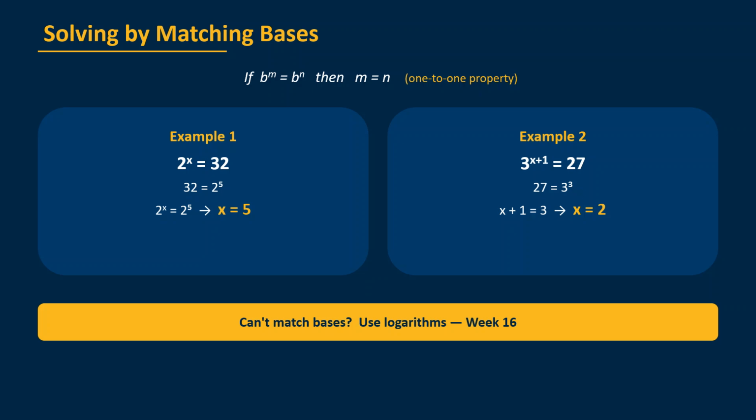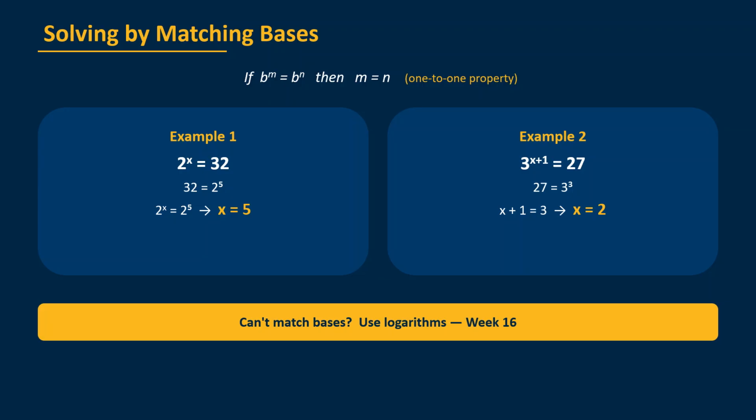A natural question arises. What if the equation cannot be readily reduced to a common base? Consider, for instance, 2 to the x equals 5. Since 5 is not an integer power of 2, the base matching technique does not apply directly. For such equations, one requires logarithms, the subject of next week's lesson.